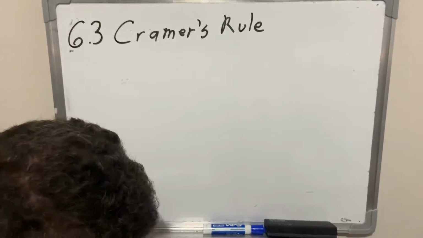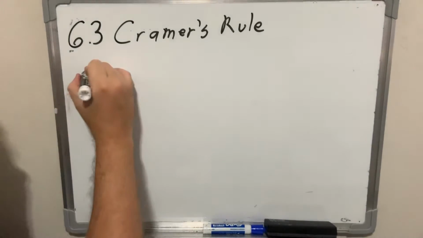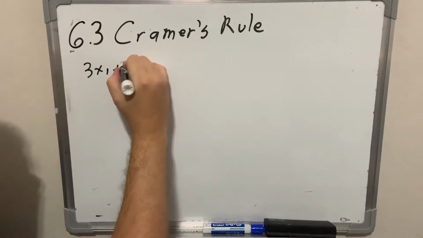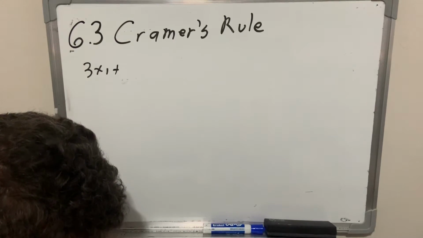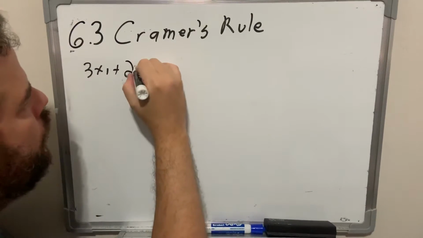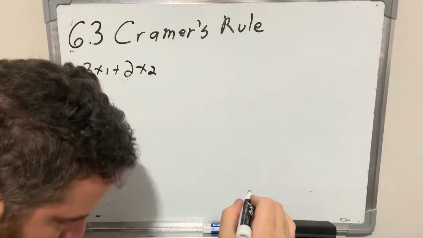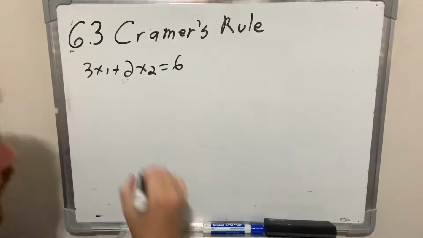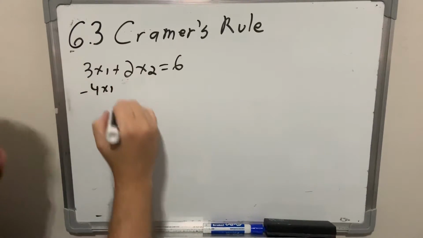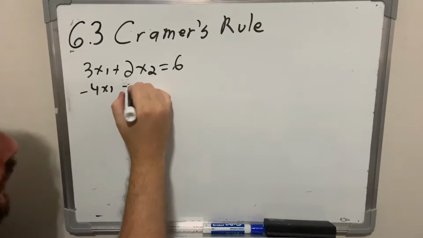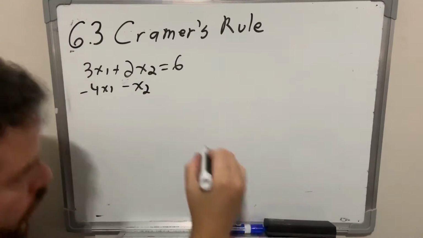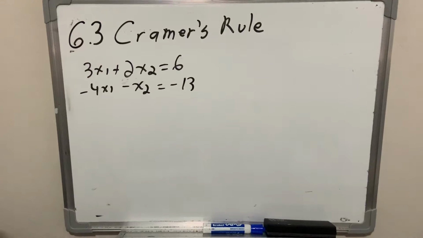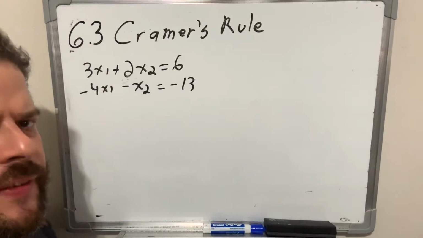Let's look at example 3 on page 39. They give me this system: 3x1 plus 2x2 equals 6, and negative 4x1 minus x2 equals negative 13. So what you're going to do in Cramer's rule is very simple.